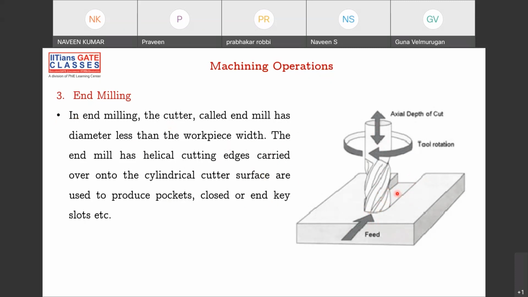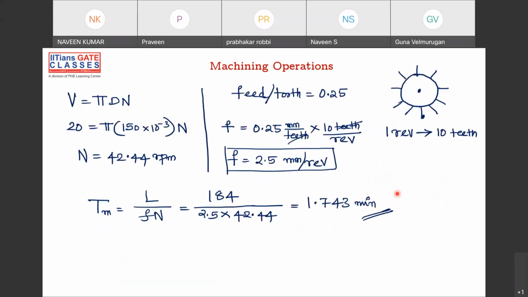If you see a milling cutter whose diameter is less than the width of the workpiece, that is known as end milling. Very important. Okay, next. This formula and the others are not important for you.